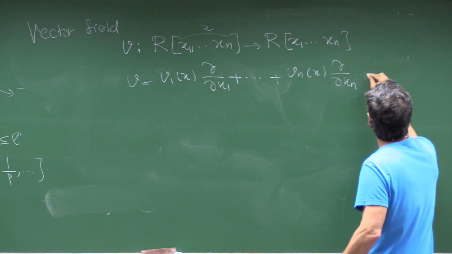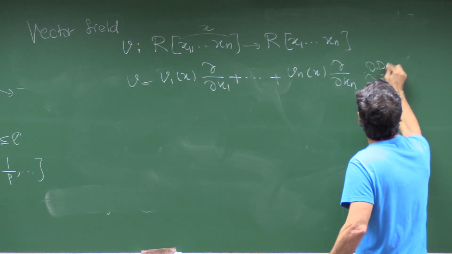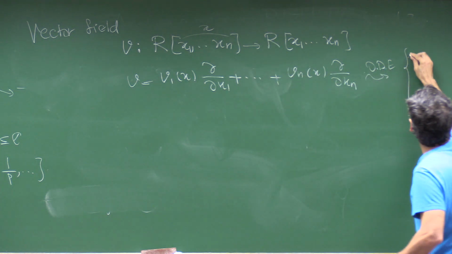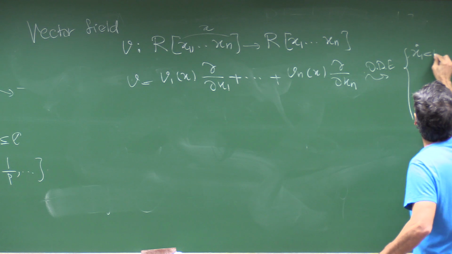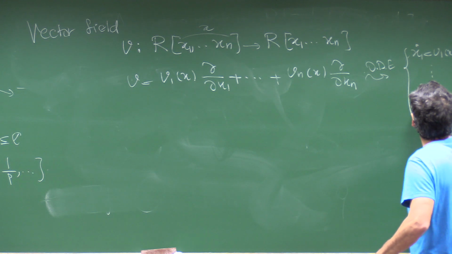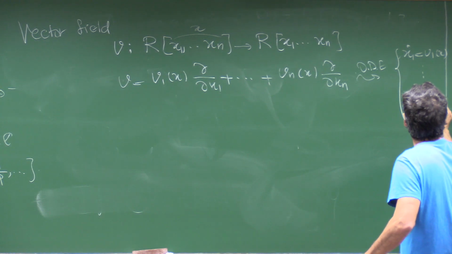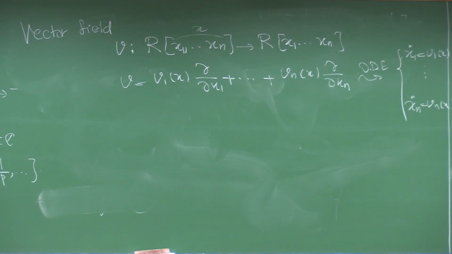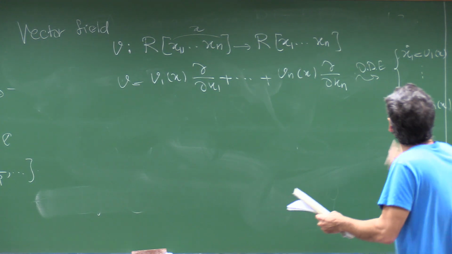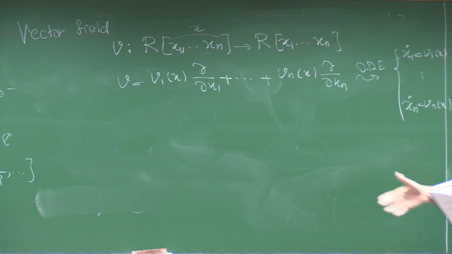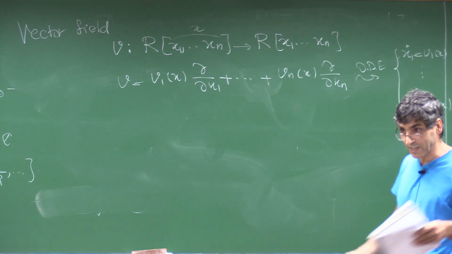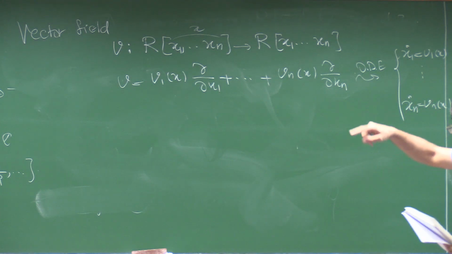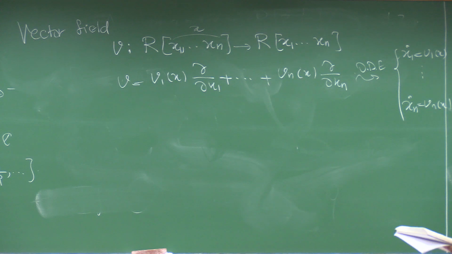The way that you consider it as an ODE is that you take complex numbers to do complex analysis, where x1 dot is v1(x), up to xn dot is vn(x). And then you will see in a course on ordinary differential equations that these things can have very complicated solutions. For example, there is the Lorenz attractor, from those who do real dynamical systems. Just in R3, there is some complicated behavior.